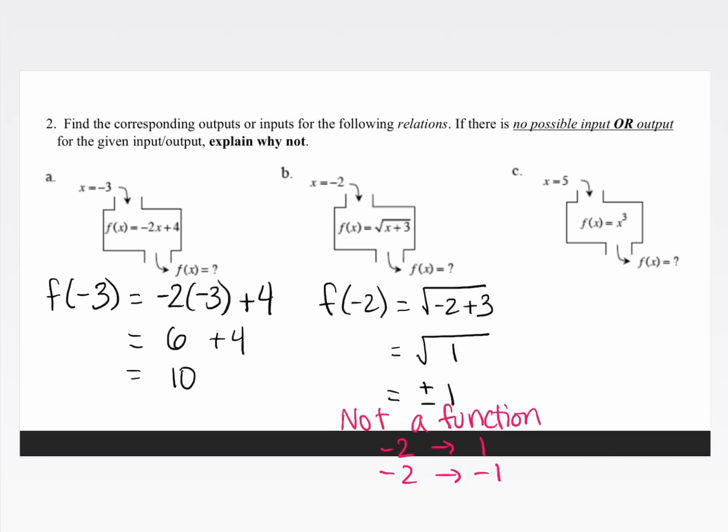For C, we have x equals 5. We're plugging it into f of x equals x cubed. So f of 5 gives us 5 cubed, which is 5 times 5 times 5, or 125, which is what f of 5 equals.